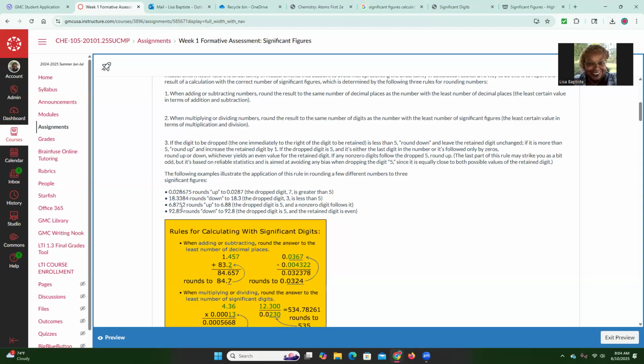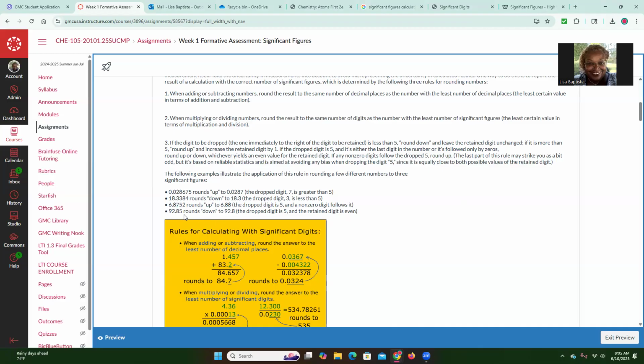So let's look at the next one, 6.8752. The last number that we're keeping is the 7. So we look next to it, which is a 5. Okay, remember we have that rule for the 5. The dropped digit is 5 and a non-zero digit follows it, so that means we're going to round up. So it becomes 6.88.